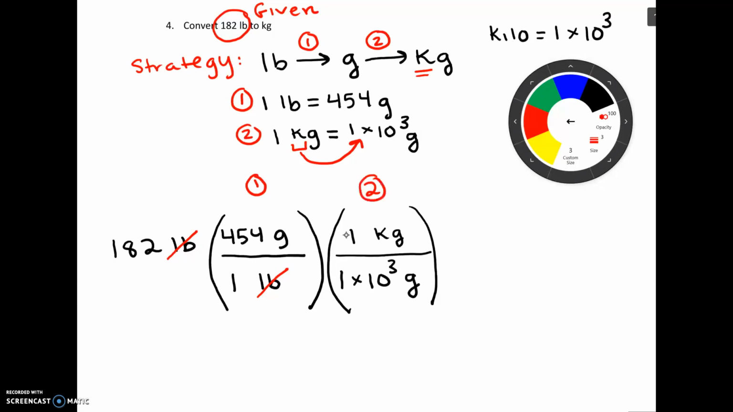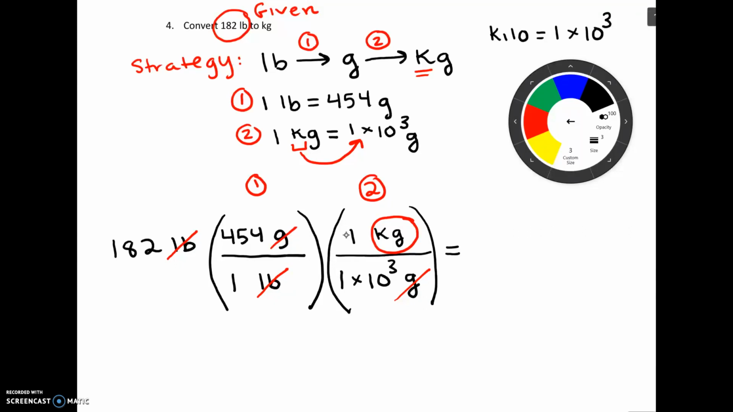This second parentheses represents my second conversion factor. My second step, I'm converting grams to kilograms. The grams cancel. And the only units that I'm left with here are kilograms, which is what I'm trying to find. I am ready to calculate this out. The thing I want to mention when you're doing your calculations for a unit conversion is that if a number is 1, you can ignore it. So I don't actually have to type those ones into my calculator.